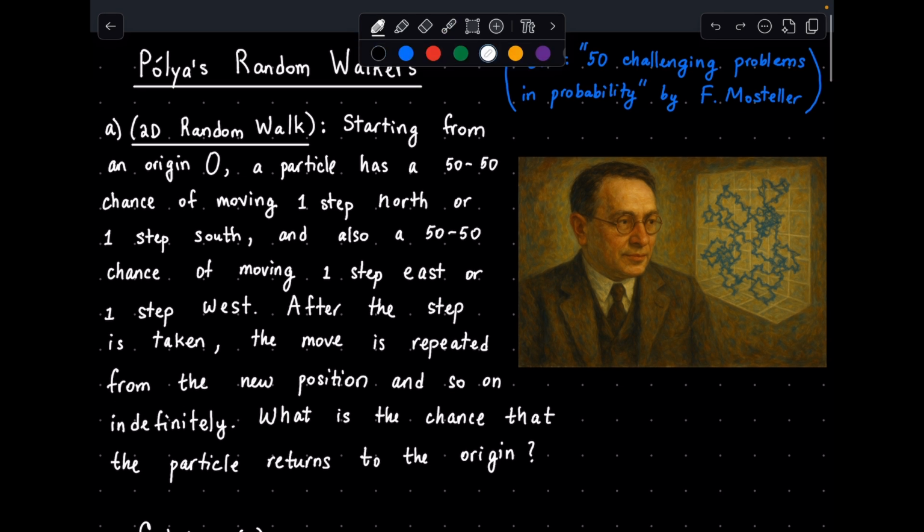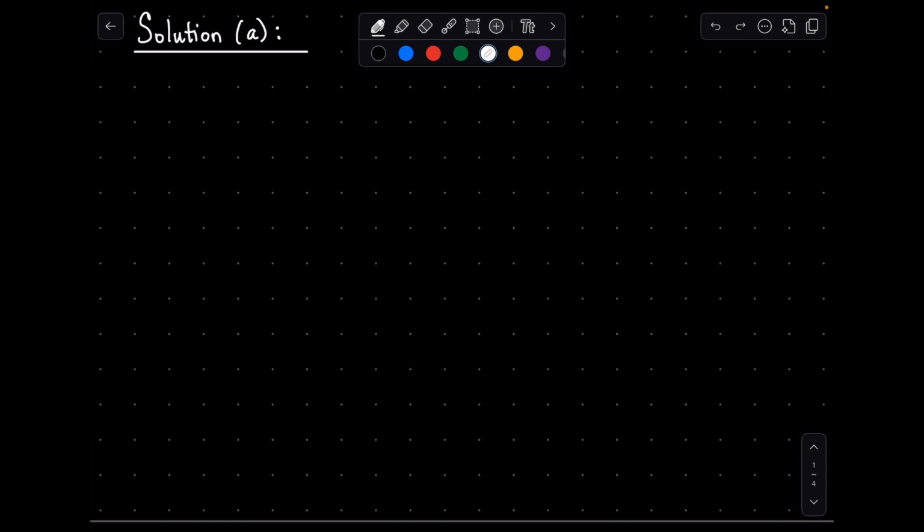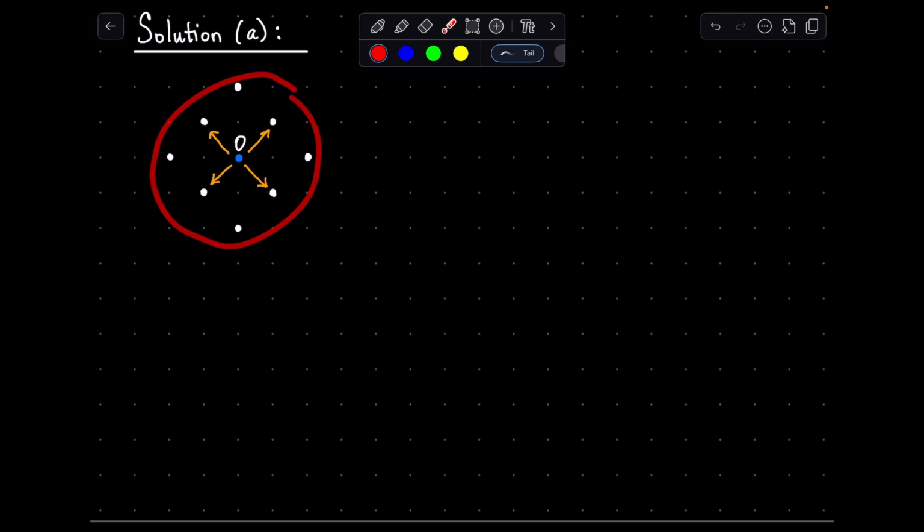Let's first look at the solution of this two-dimensional case before moving on to the three-dimensional case. First, let's visualize the two-dimensional space that the random walk can traverse. Here, the random walk starts at point O, shown by this blue dot. Then, it can take steps to either northeast, northwest, southeast, or southwest. After that, it repeats the same kind of steps. Overall, we get a two-dimensional lattice like this.